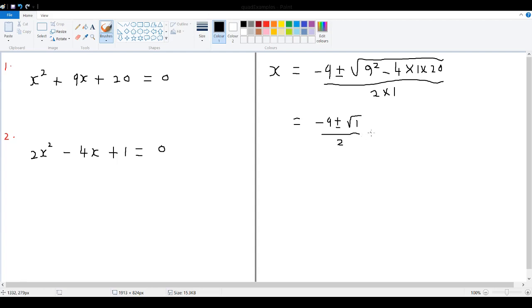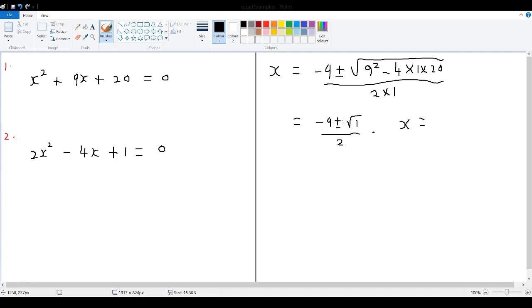Okay, so what does this give us? Let me put a full stop here. So that gives us x is equal to what? Well, we've got the two solutions. So the two solutions are minus 9 plus the square root of 1, and then minus 9 minus the square root of 1. And then we also have to divide by 2.